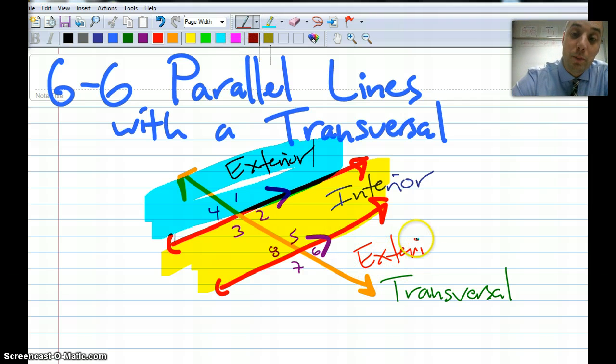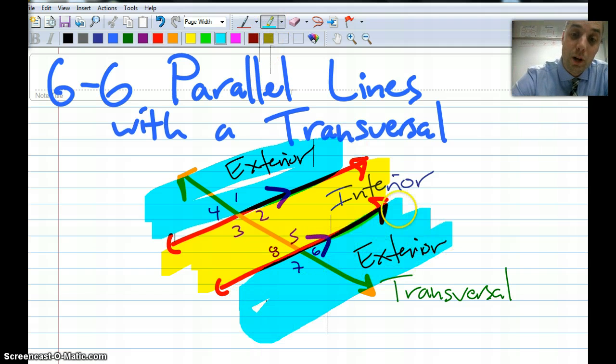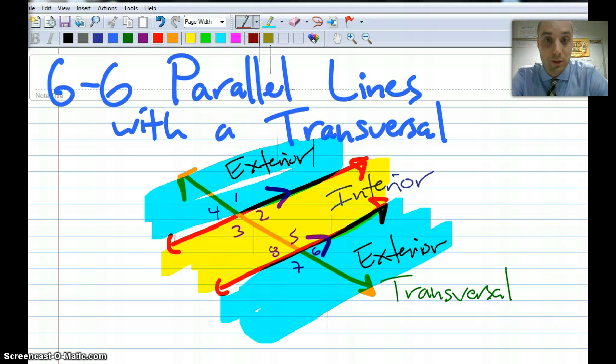And the reason these words are going to pop back up this whole lesson, really, and the next one as well, is that we're going to be talking about different types of interior angles and different types of exterior angles. So kind of take a mental snapshot of that picture. We're going to see that a lot here in this lesson.